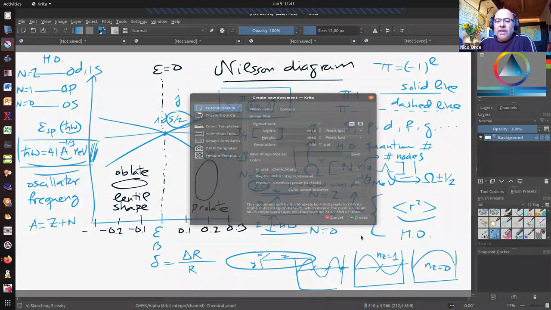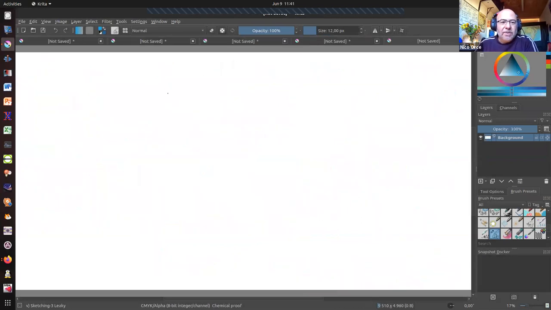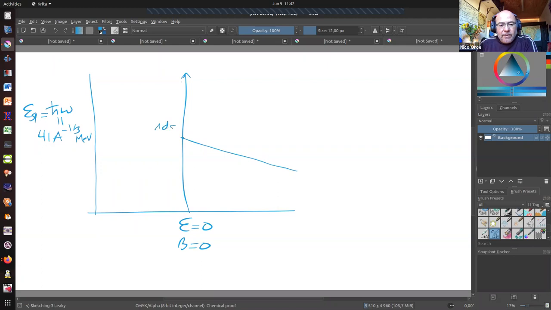So now the next question is to understand why these lines go up and down in a way which seems quite complicated. We are moving from the spherical shell model, epsilon equal to 0 or beta equal to 0. Let's call this beta, it doesn't matter. And this is the energy, given in units of ħω, where ħω is 41 A^(-1/3) MeV. So this is the energy of a single particle, which is equal to ħω. For this particular case, we have the d5/2 here.